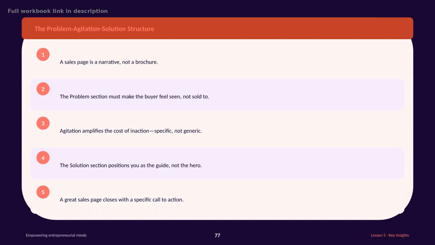Here are the key takeaways. A sales page is a narrative, not a brochure. The problem section must make the buyer feel seen, not sold to. Agitation amplifies the cost of inaction, specific, not generic. The solution section positions you as the guide, not the hero. And a great sales page closes with a specific call to action.